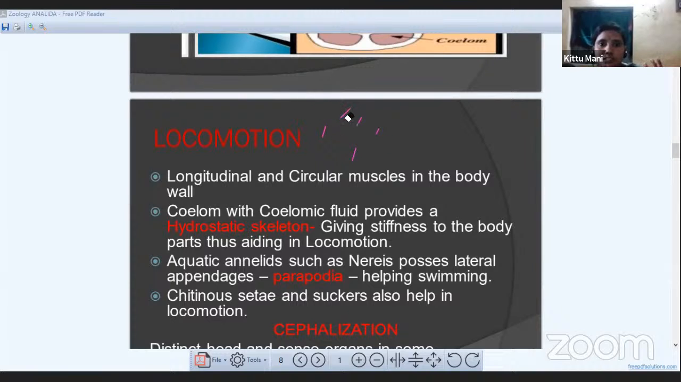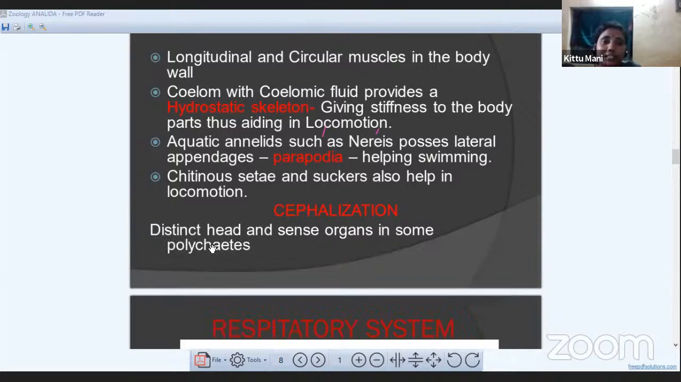Okay, students. The next, chitinous setae and suckers also help in the locomotion. Okay, students, do not be confused about these. These words are very new for your study, but for your better understanding we will discuss in a simple way. These chitinous setae and suckers also help in locomotion.